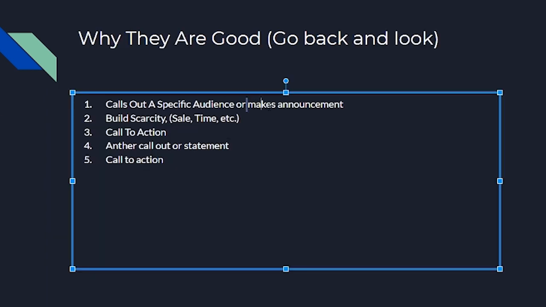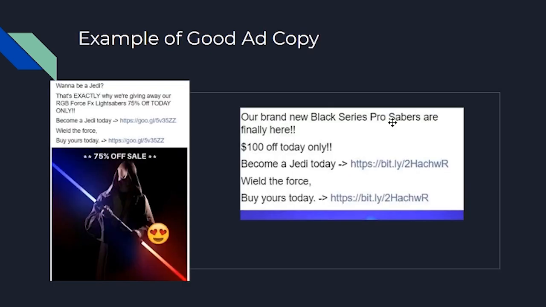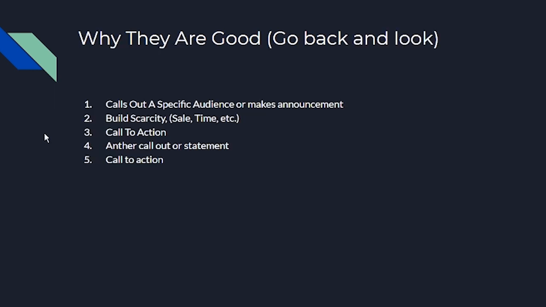Another way to do this is make an announcement, something that might excite somebody or make you seem like you're doing something out of the ordinary. And this is a good example of that. We introduced a new product. So we said, "Our brand new Black Series Pro Sabers are finally here." It's an announcement. It's not really calling out to anybody. It's just putting it out there that we did something.